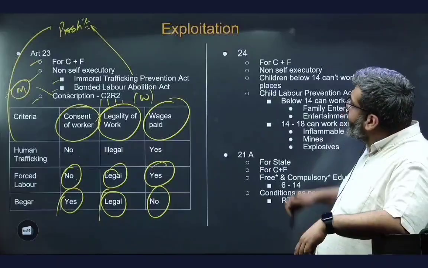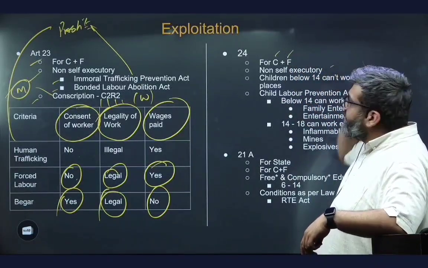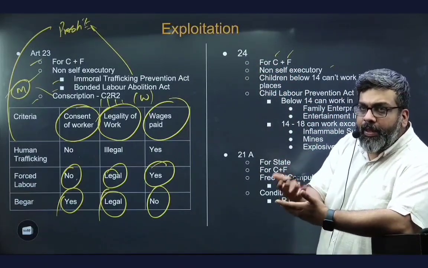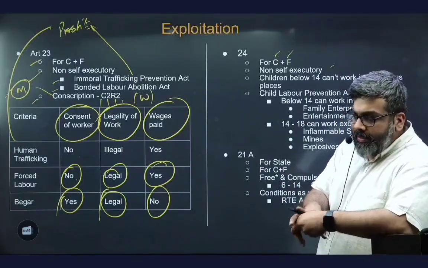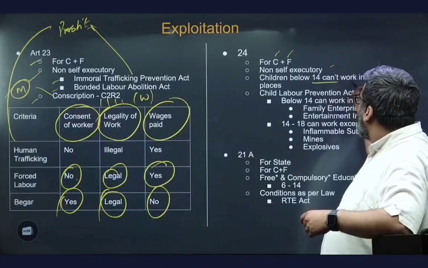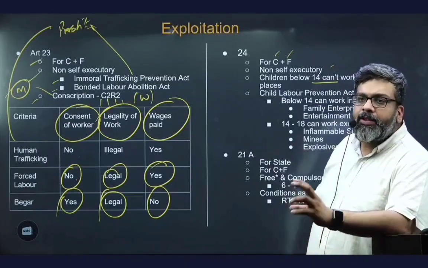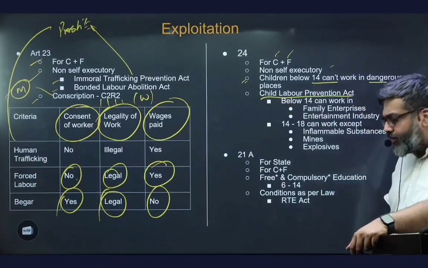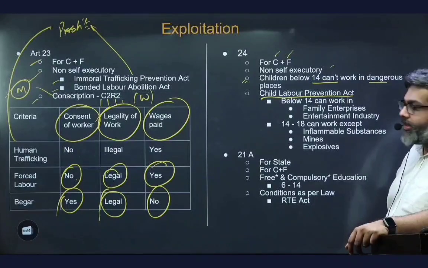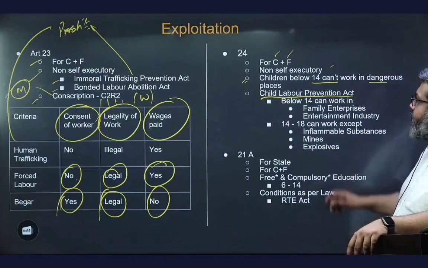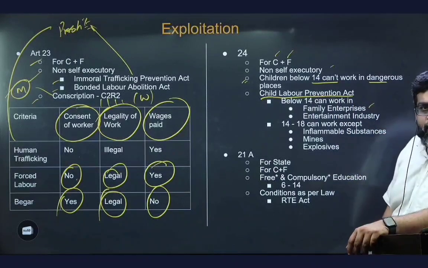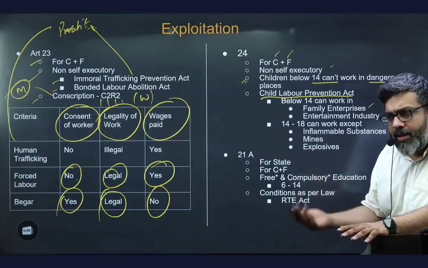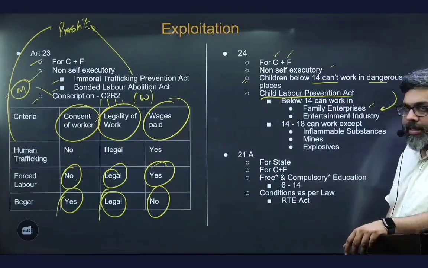Now, Article 24 is available for both citizens and foreigners. It is non-self-executory in nature, which means like 23, you will also have to make a law for prohibition of child labor. What it basically says is, children below 14 cannot work in dangerous places. Agreed. But there are so many ifs and buts that are left open-ended. So what happens is you have the Child Labor Prevention Act, and it gives you two major clarifications. The first clarification is, if you're below 14, you can actually work in a family-run enterprise or an audiovisual entertainment industry. Children below 14 cannot work in dangerous places means that children below 14 can work in non-dangerous places. So they've identified the non-dangerous places. It's as simple as that.